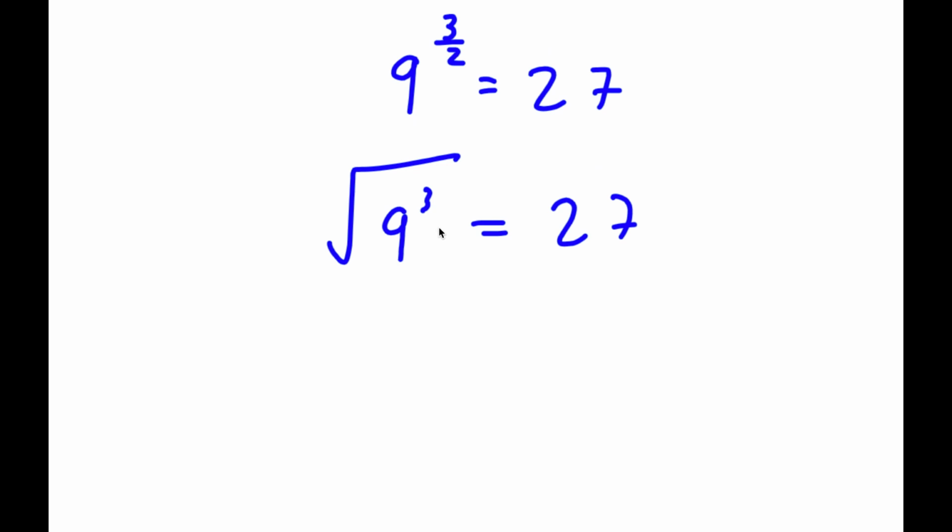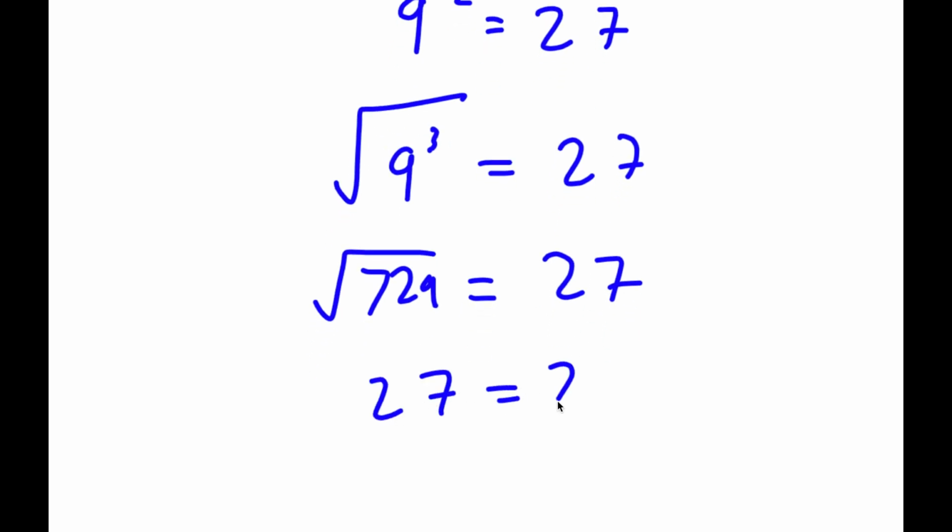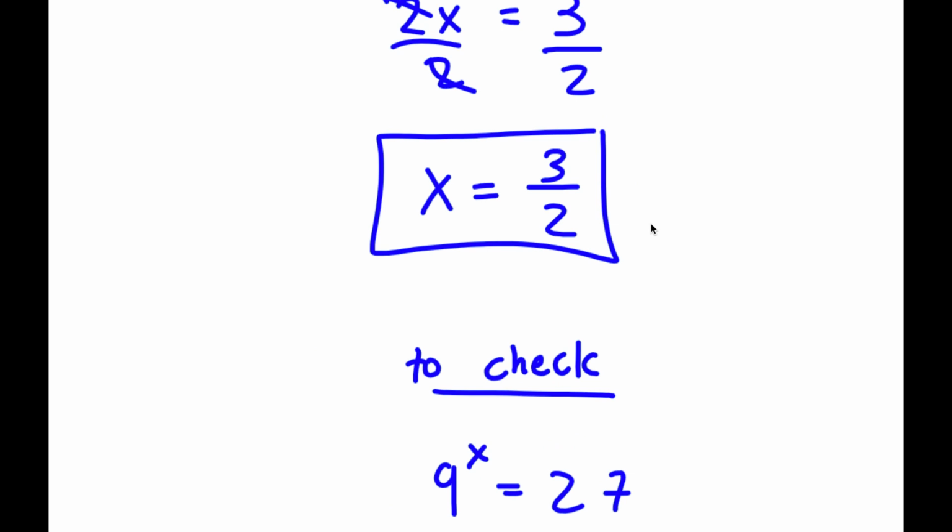Now 9 to the power of 3, 9 times 9 is 81. 81 times 9, that's going to be 729. So I have the square root of 729. And the square root of 729 is 27. So I have 27 is equal to 27. And because this is right, my solution is right.